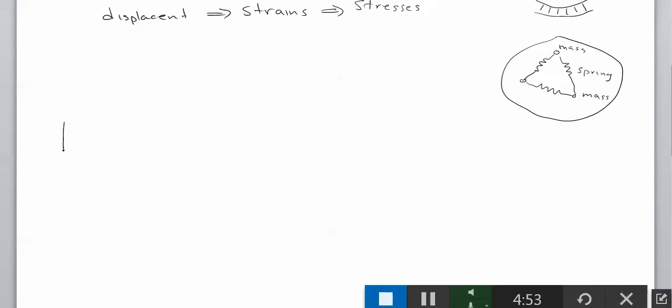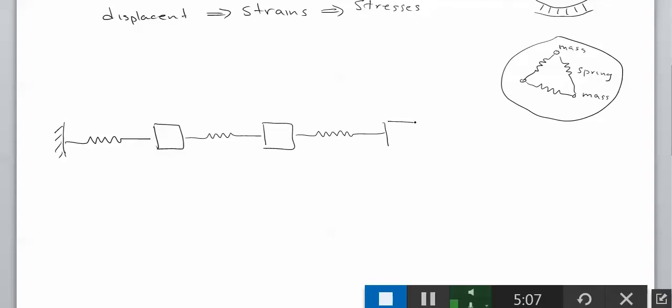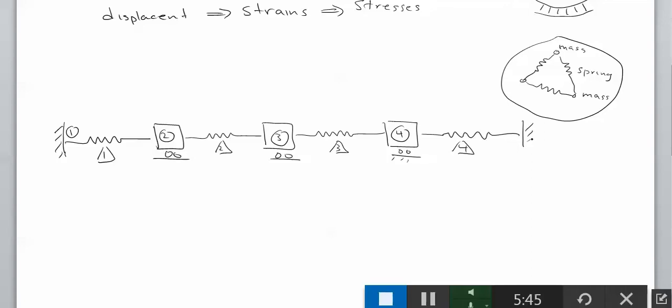So let us look at the following situation. So we have a spring here, a lumped mass there, spring, another lump mass, spring, another lump mass, and finally the spring attached to the wall on the other side. So these are masses. Now we have essentially 4 elements here. The elements are of the spring type. So this is going to be element number 1, element number 2, element number 3, and element number 4. And we know that at the end of each element, we have these nodes. So this is going to be node number 1, node number 2, node number 3, and 4, and 5.